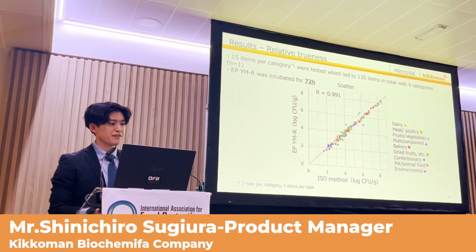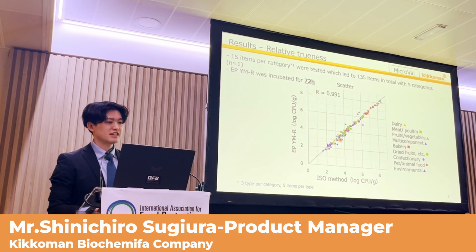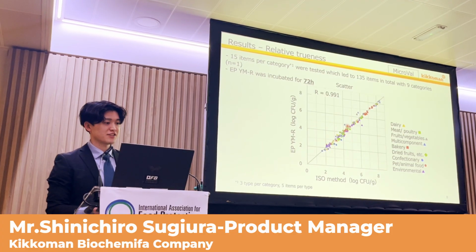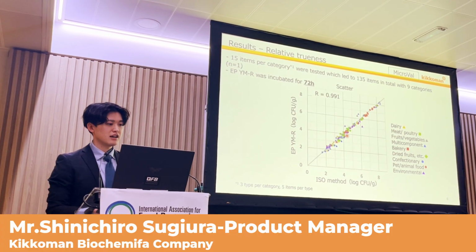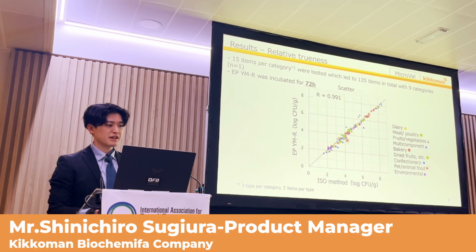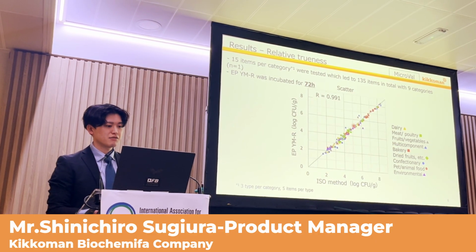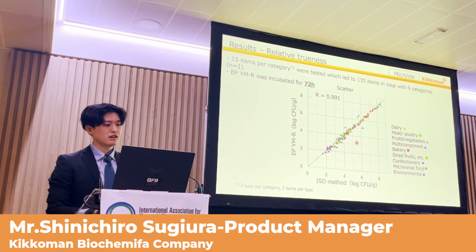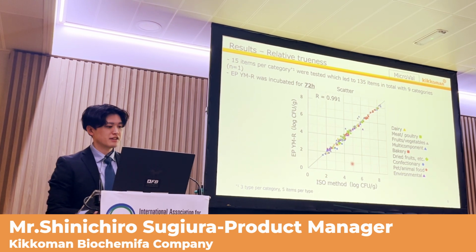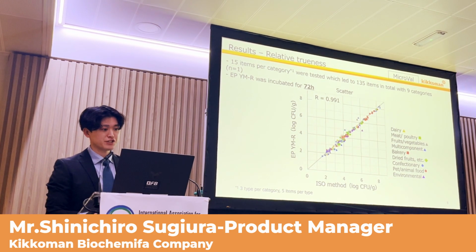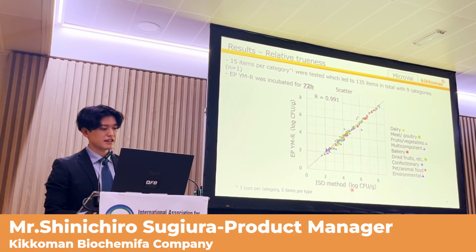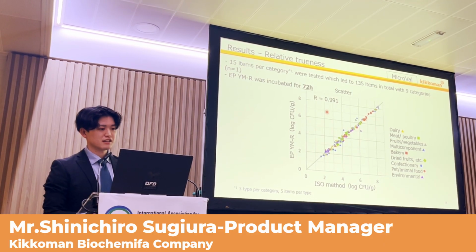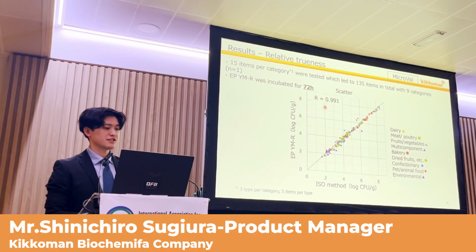In this study, 15 items per category were tested, which led to 135 items in total with 9 categories. And each item was tested without replicates. And when we look at the scatter plots of 72 hours, a strong correlation was observed, where the x-axis is the reference method and y-axis is the EPYMR, and the correlation coefficient was 0.991.